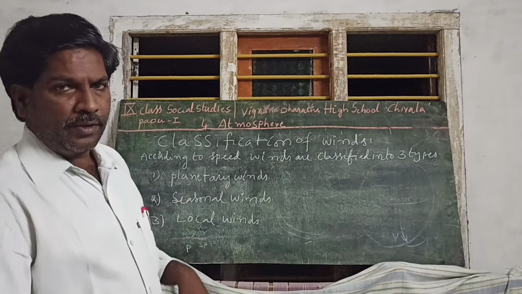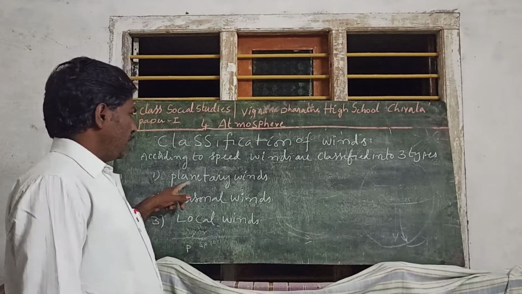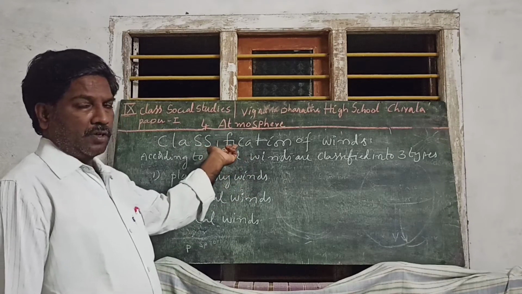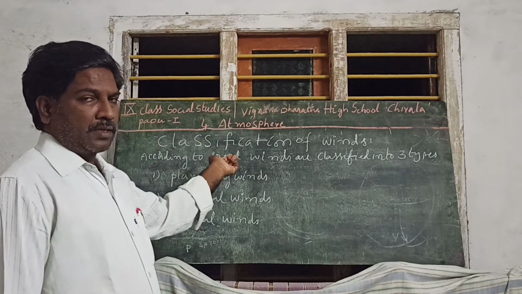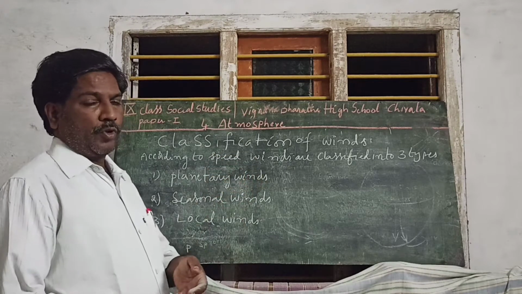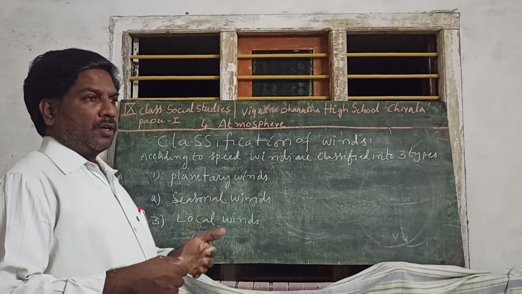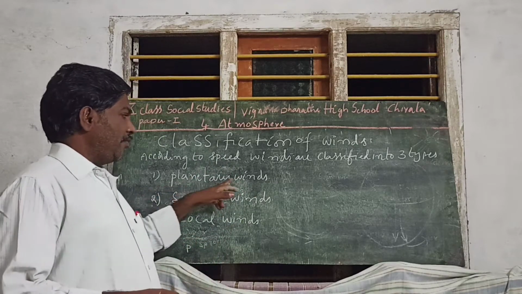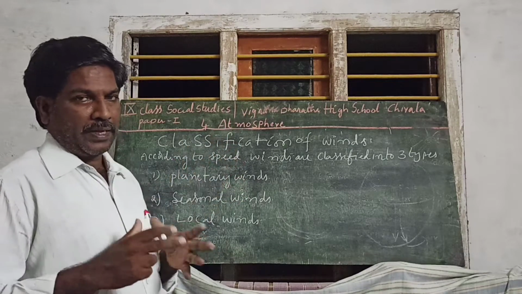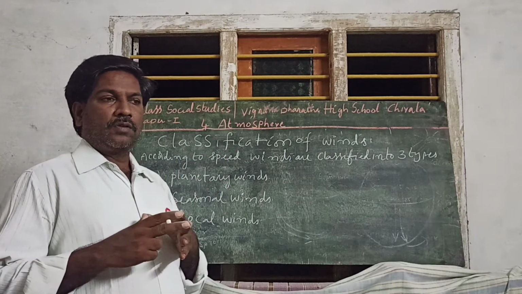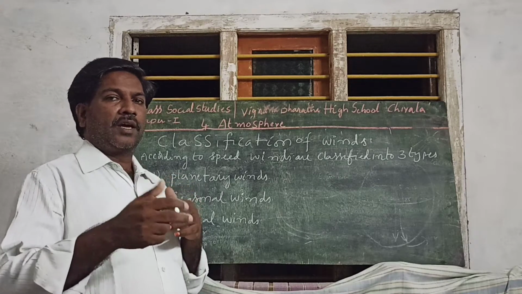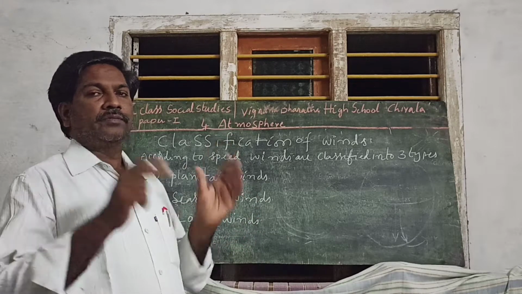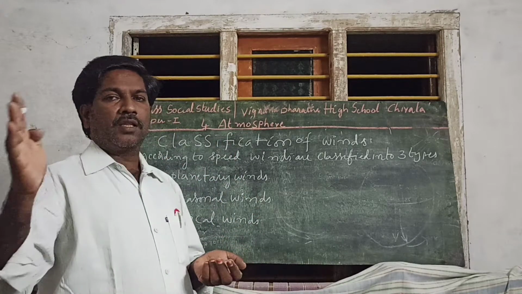Generally, wind is blowing from one direction to another direction. I said before class that the wind direction depends upon the place. So, planetary winds. Here Earth is a planet. So on the surface of the land, on the surface of the water, everywhere there must be wind blowing from one direction to another direction.